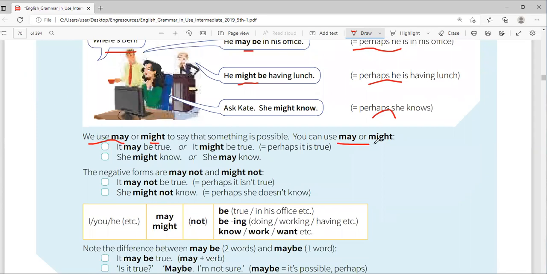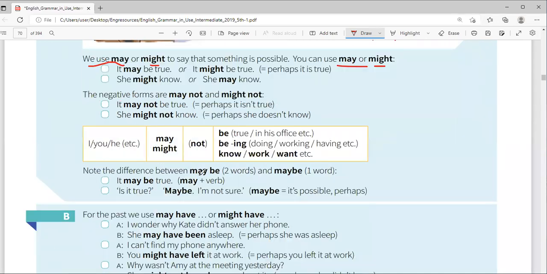You can use may or might. It may be true. It might be true. It means perhaps it is true. Ask Clara, she might know, or she may know. The negative forms are may not, of course, and might not. It may not be true, by the way. She might not know. Remember, just like all the other modal verbs, may always goes with the infinitive, though sometimes you can put an ing. So you see, be, sometimes an ing.